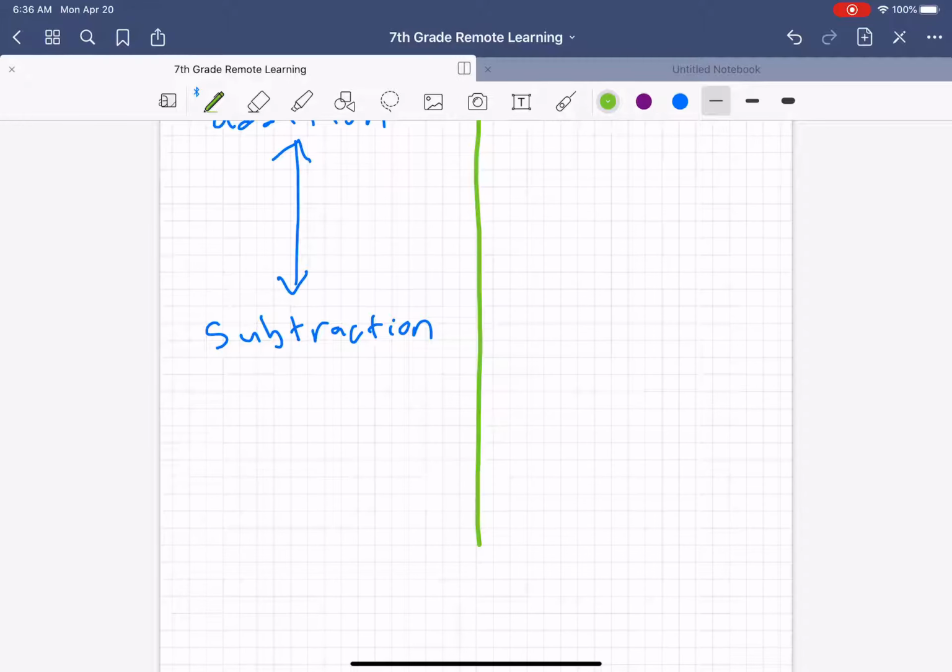So what that means is, for example, if I was adding 4 or positive 4, you could think of it either way. If I subtract 4, I end up with 0. In another way, if I have negative 16 and I add 16, I get 0. So they undo each other.